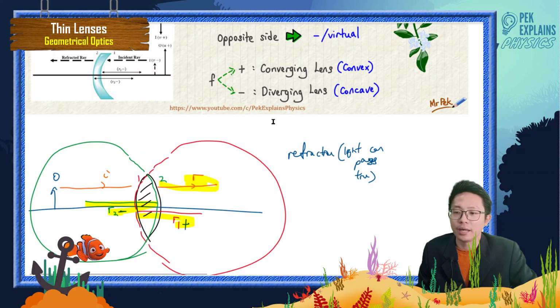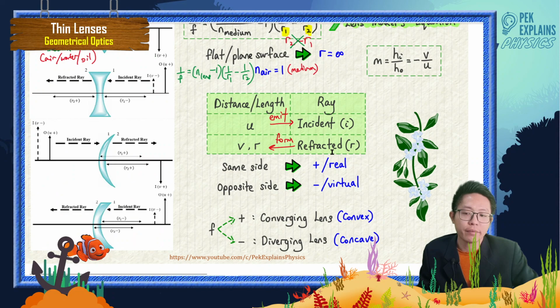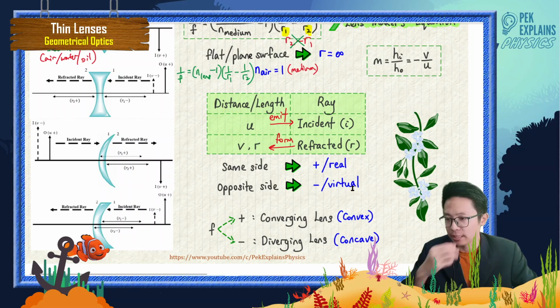Okay, image distance and radius are compared with the refracted ray. If the same side, it is positive, and it's a real image. If opposite side, the value is negative, and it's a virtual image. Like you see this one.